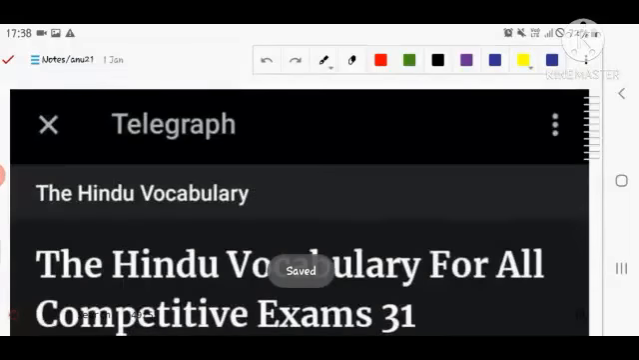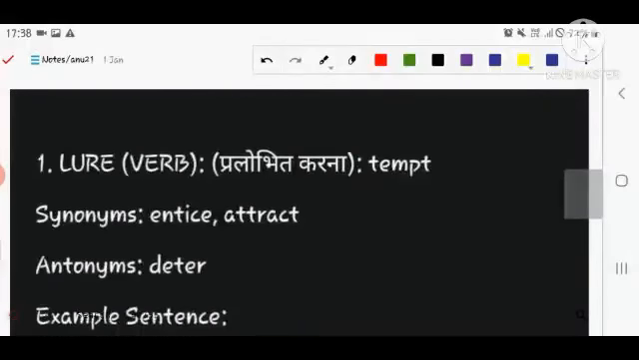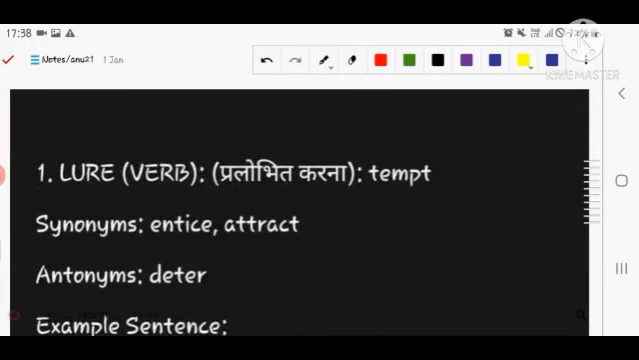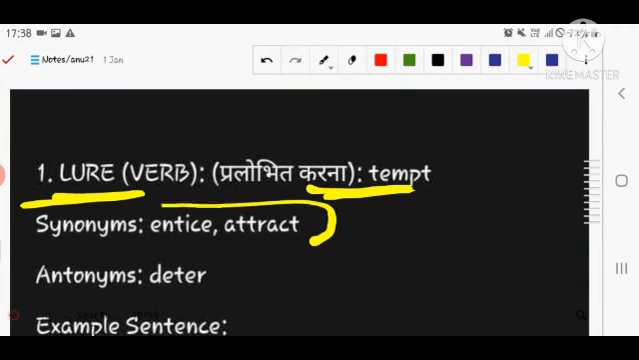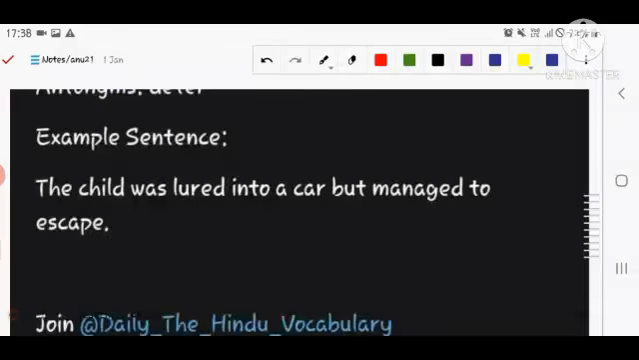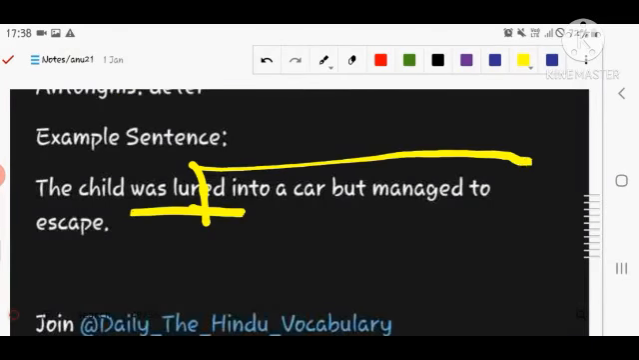Okay, today I have added some vocabulary from The Hindu, from the 31st December, three words that I found difficult to grasp the meaning of from today's newspaper. Let's see the first, lure. Lure is nothing but tempt; a synonym is entice or attract, and an antonym is deter. The child was lured into a car but managed to escape.